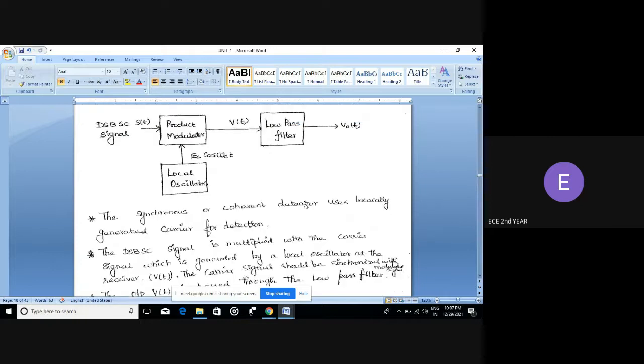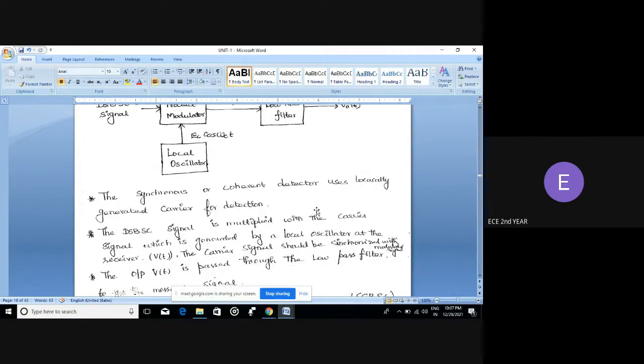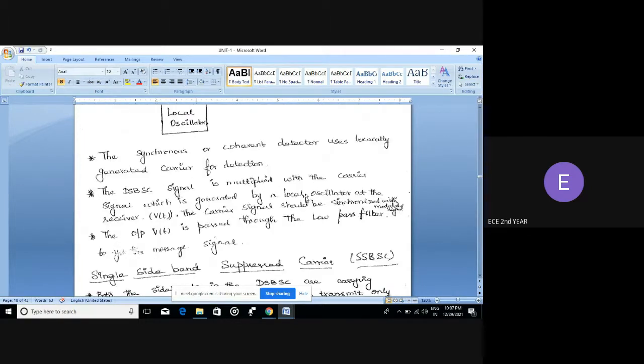Here, this particular detector is called a coherent detector. The word coherent means synchronization. That is, the transmitter and the receiver are in synchronization together. That's why they call it coherent detection.